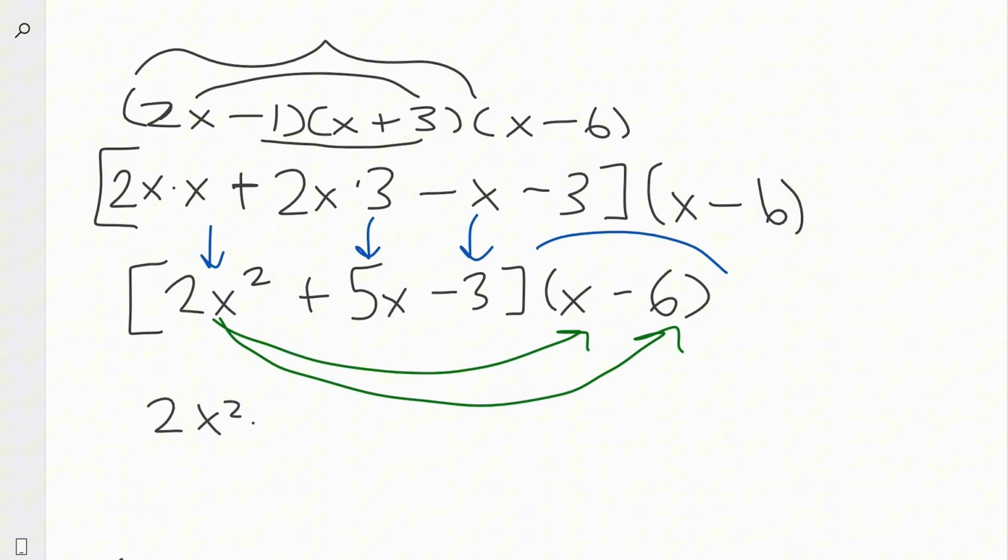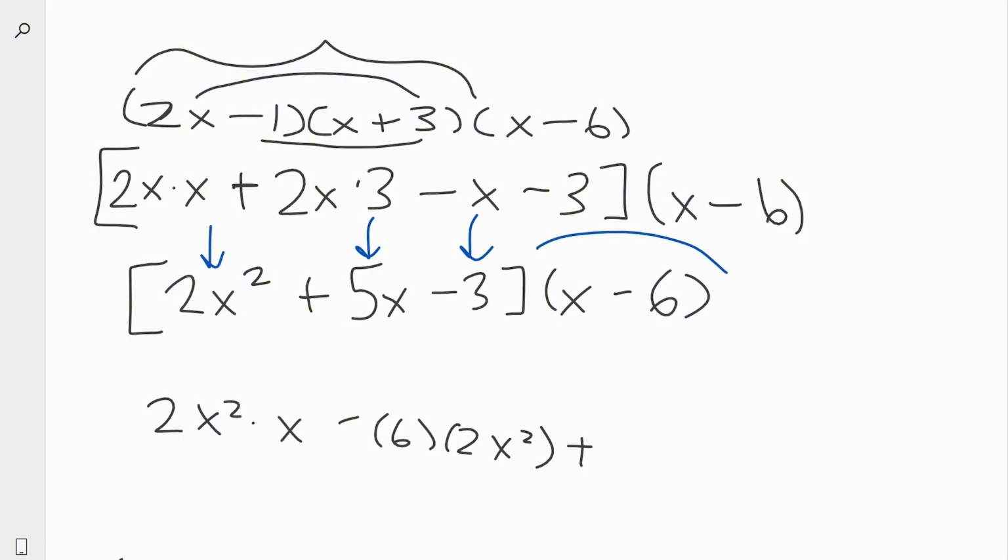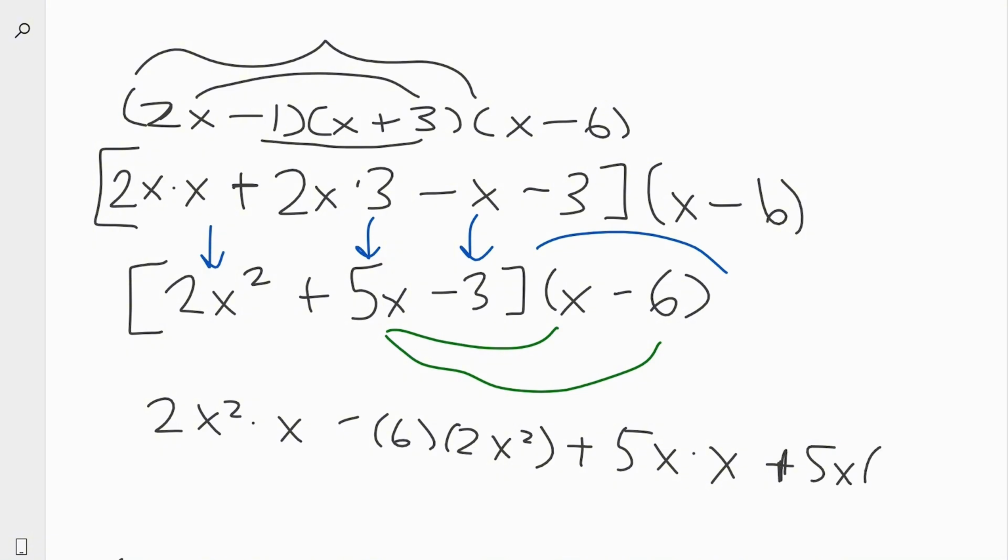Okay, so this will just be 2x squared times x minus 6 times 2x squared. Now we're going to add that, and we're going to give more candy. I'm just going to get rid of these lines. Now we're going to move on to 5x. 5x, he's going to give candy to x, and he's going to give one candy to -6. And that's just going to be 5x times x, and then plus 5x times -6.